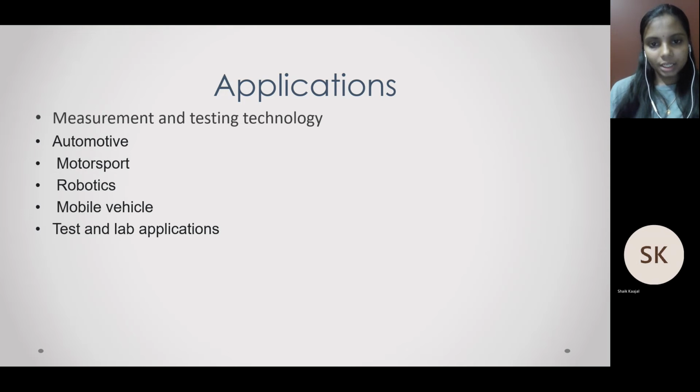Applications. Measuring and testing technology, automotive, motor support, robotics, mobile vehicles, test and lab applications are the very basic different types of applications where the sensor plays a major part.